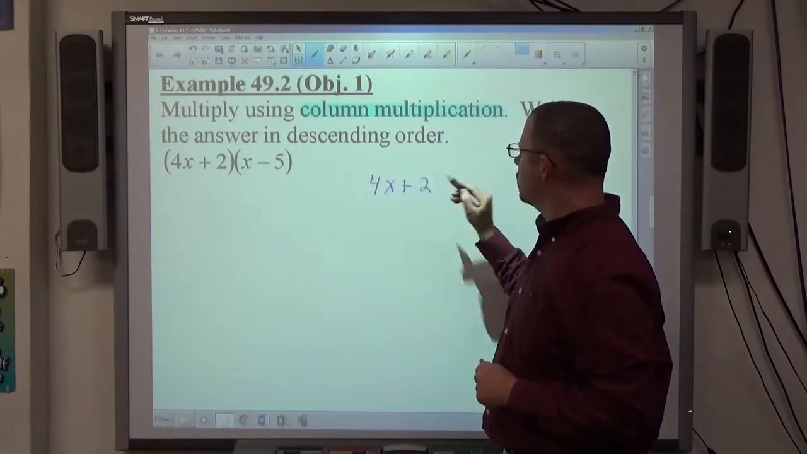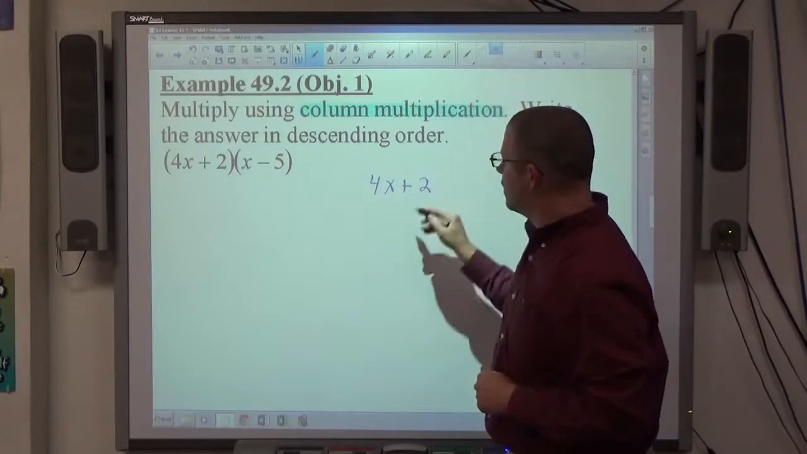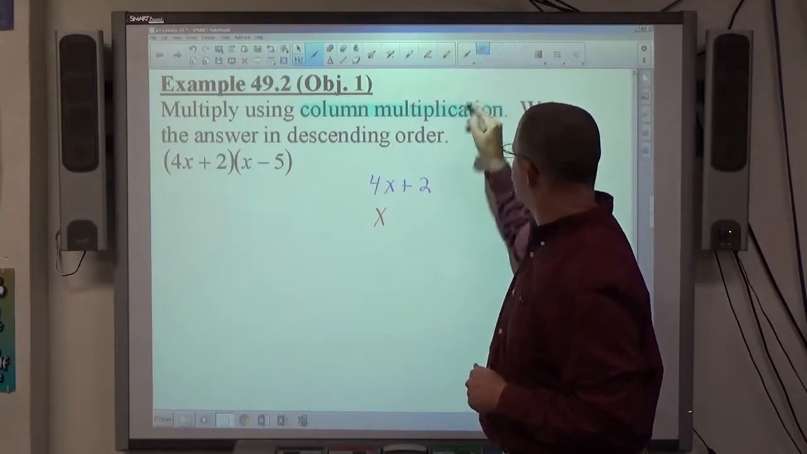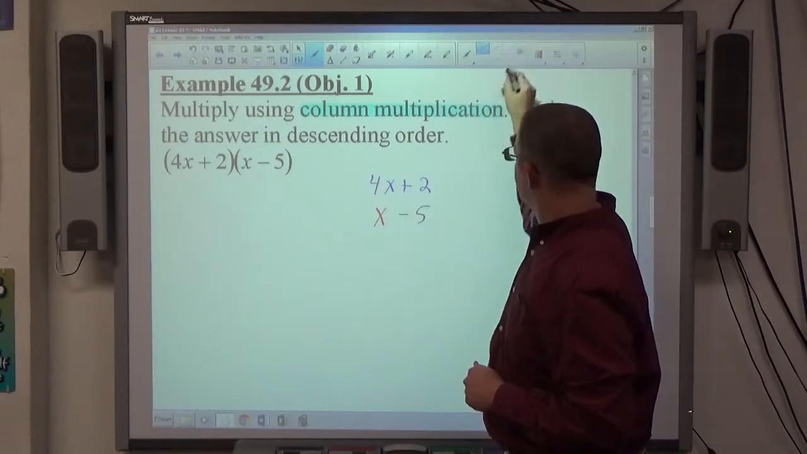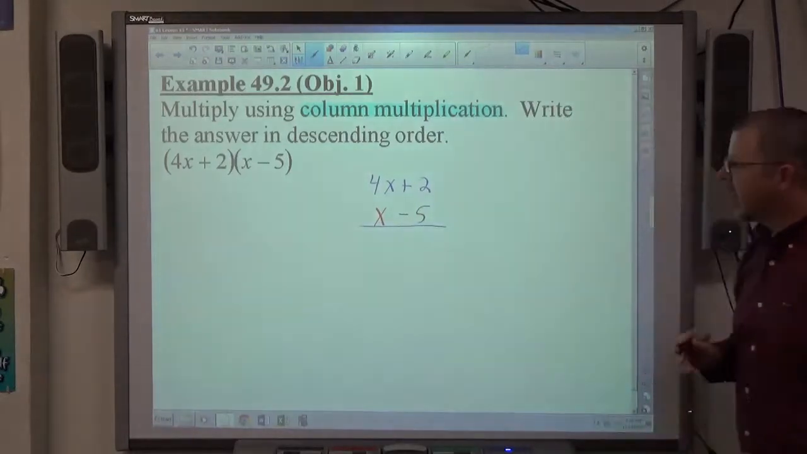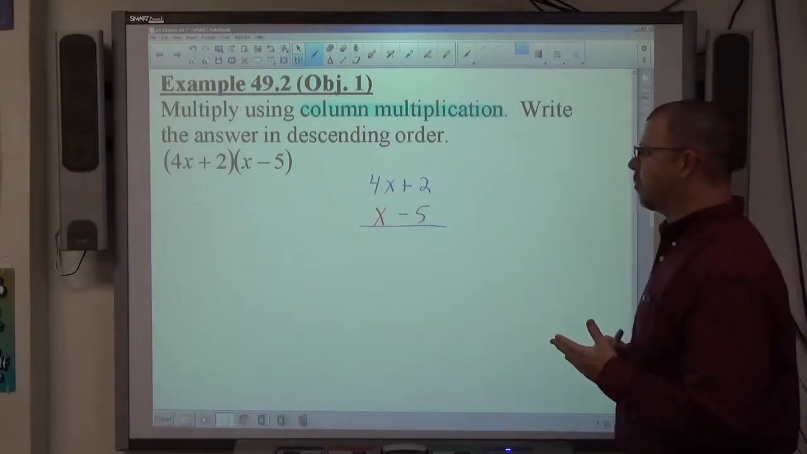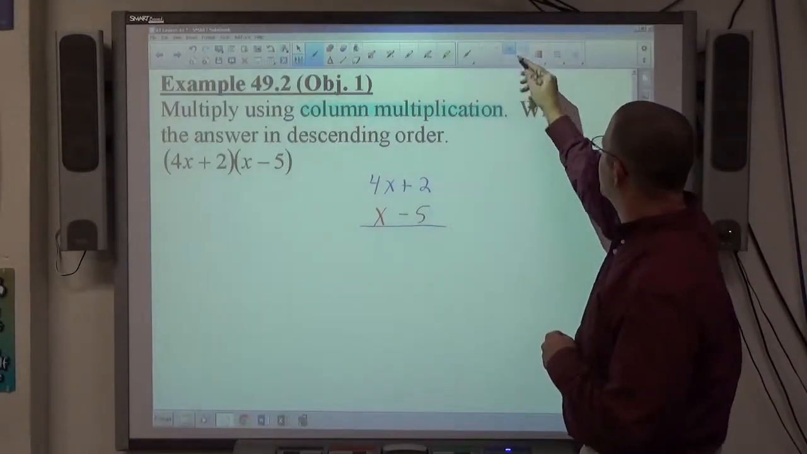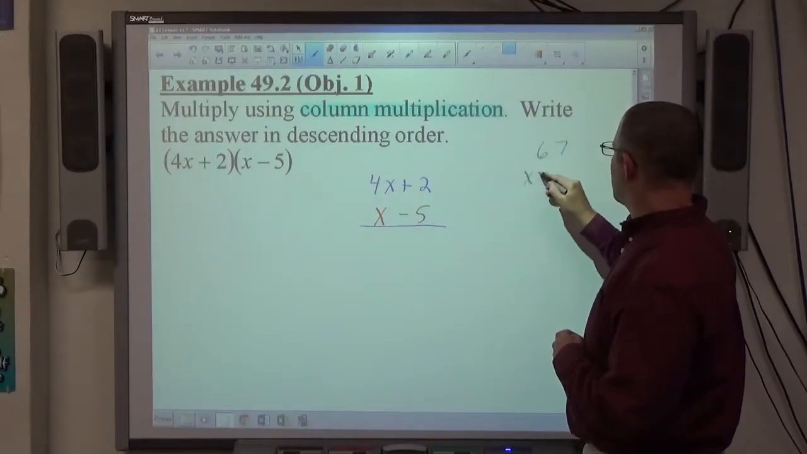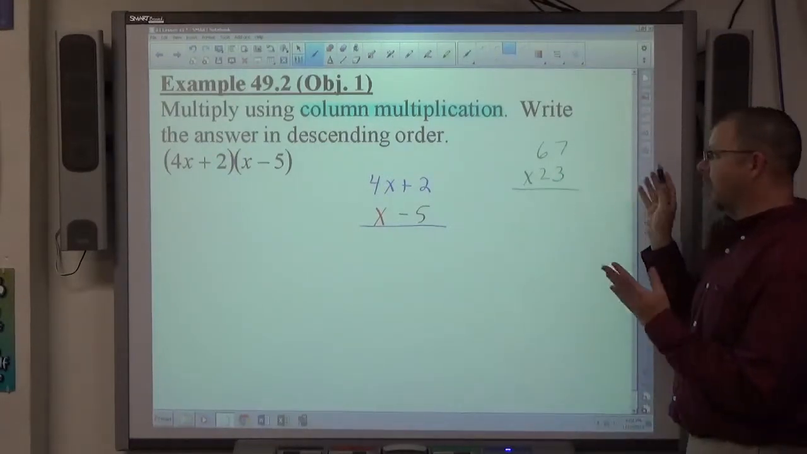4x plus 2 times x minus 5. And you see here that I've got it written like that to kind of highlight what's going on here. You think of this as two-digit number multiplication. Like, for example, if I was doing 67 times 23, something like that, regular column multiplication.